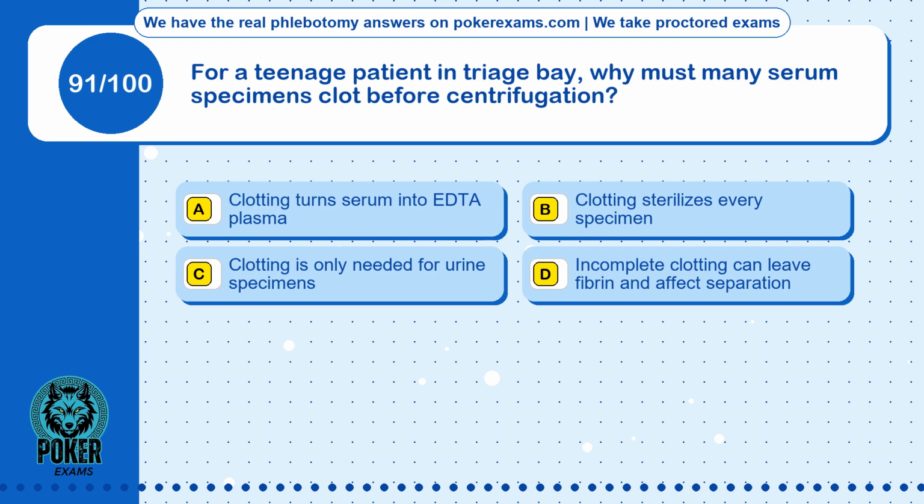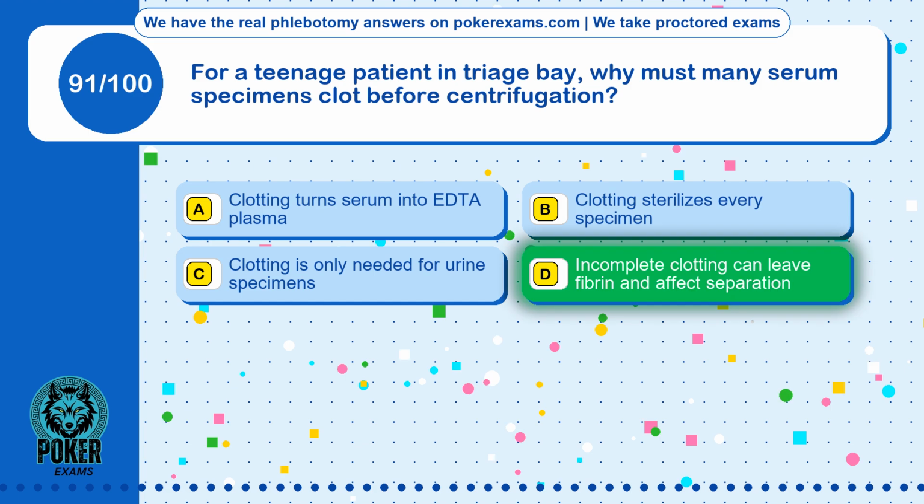Question 91. For a teenage patient in triage bay, why must many serum specimens clot before centrifugation? Option A, clotting turns serum into EDTA plasma. Option B, clotting sterilizes every specimen. Option C, clotting is only needed for urine specimens. Option D, incomplete clotting can leave fibrin and affect separation.